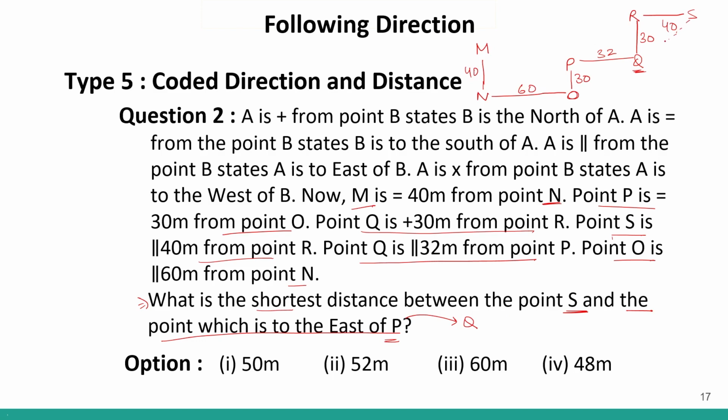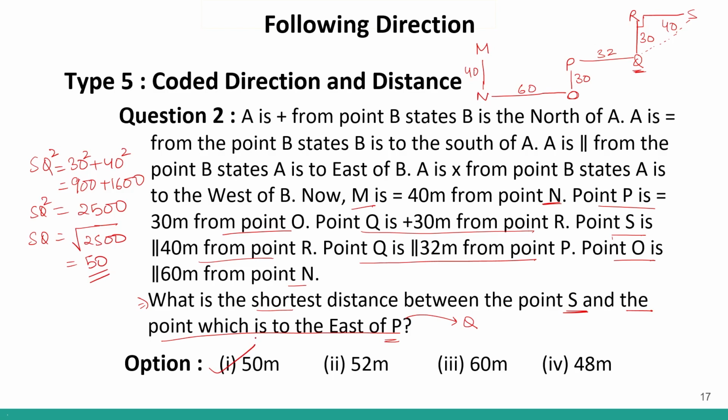So between S and Q, again we'll use the Pythagoras theorem. This is 90 degrees. So SQ square will be equal to 30 square plus 40 square. 30 square is 900. 40 square is 1600. Total will give me 2500. This is SQ square. So SQ will be under root of 2500. This will give me answer as 50. So my answer will be option number 1, 50 meter.